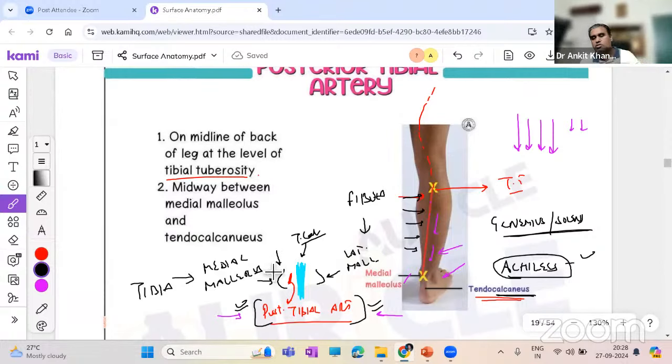We need you guys to go to the clinics once you reach that stage in your college and you see the patients. You do the examination more and more. The more examinations you do, the more patients you see, only then will the confidence come. Okay, so this is the relevance of the posterior artery, which you can easily palpate.